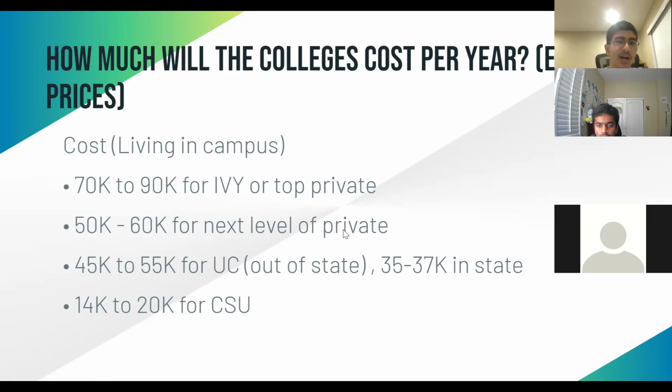I'm pretty sure by the next level of private, they mean colleges like Purdue and all those. So for colleges like Purdue, you'll have to pay about 50 to 60K, 45 to 55K for UC out of state, 35 to 37K in state. So say you're applying from the state of Chicago or something. Wait, no, Chicago is in the state of Illinois. So if you're applying for UC San Diego from Illinois, you're going to have to pay extra because you're applying out of state.